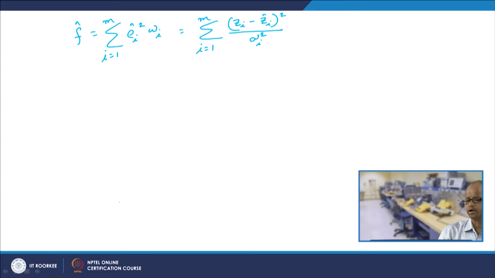So as a result, they would definitely follow some certain probability distribution function. Now we write f hat is actually the sum over i equal to 1 to m of (z_i minus z_i hat) squared by omega_i, which is sigma_i squared, and this is random. So f hat is actually random in nature.